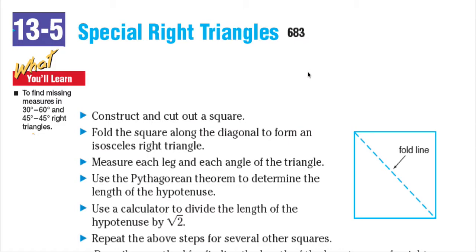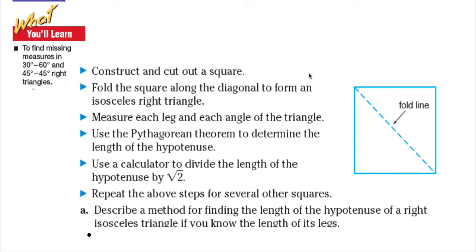Fold the square along the diagonal to form an isosceles right triangle. Measure each leg and each angle of the triangle. Use the Pythagorean theorem to determine the length of the hypotenuse. Use a calculator to divide the length of the hypotenuse by the square root of 2. And then we are asked to describe the method for finding the length of the hypotenuse of a right isosceles triangle. Okay? And let's see how this works using what we know.